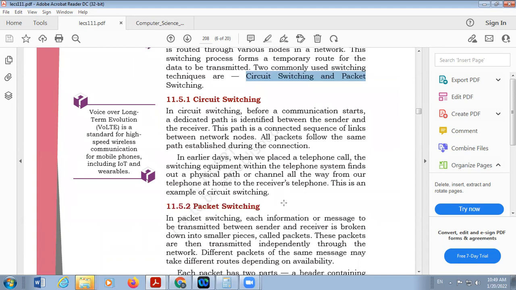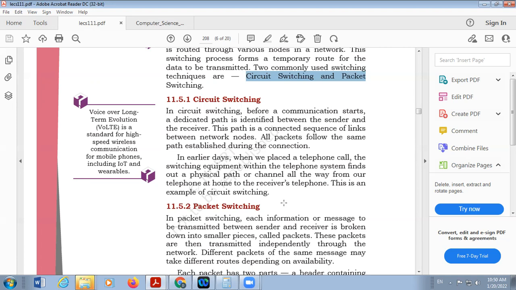Circuit switching is just like in the beginning, the telephone system. When we dial the phone, a connection is established between two different telephones. Then we send the data. So one line is totally dedicated to that particular call. This type of switching technology was called circuit switching. In circuit switching, before a communication starts, a dedicated path is identified between sender and receiver. This path is the sequence of links between network nodes. All the packets follow the same path.